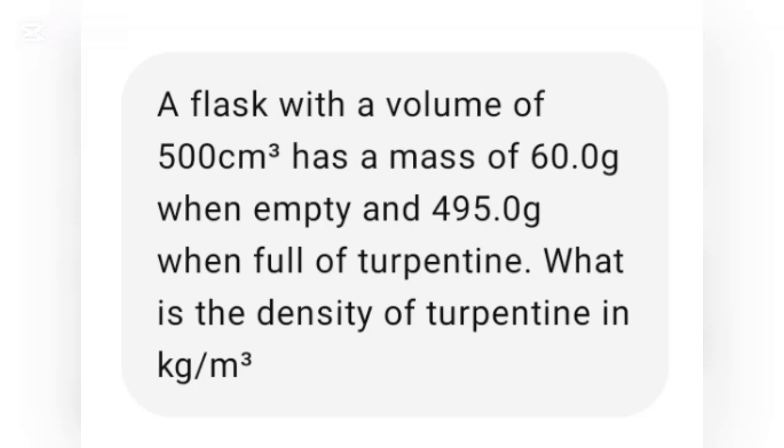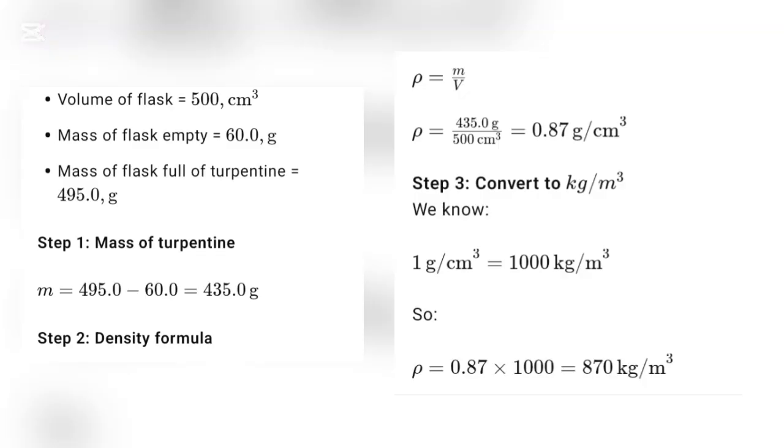Now we are going to take one example. And the example goes thus. A flask with a volume of 500 cm³ has a mass of 60.0 g when empty and 495.0 g when full of turpentine. What is the density of turpentine in kg/m³? We are given these parameters: volume of flask 500 cm³, mass of flask 60.0 g, and mass of flask when full of turpentine 495 g.